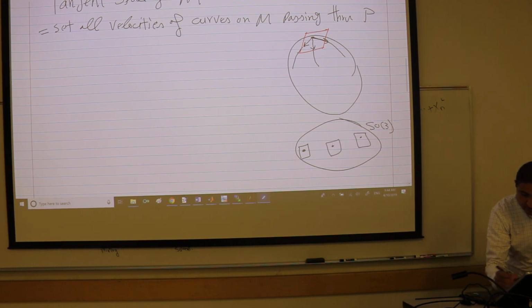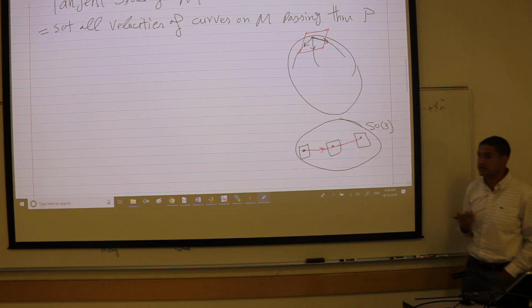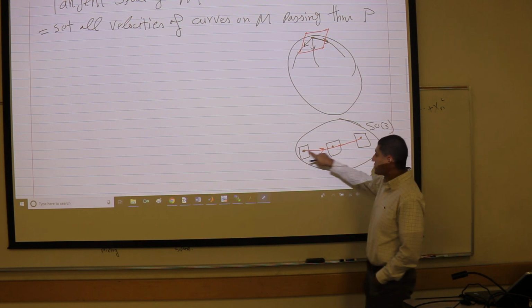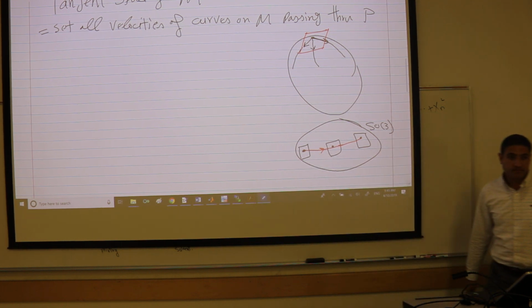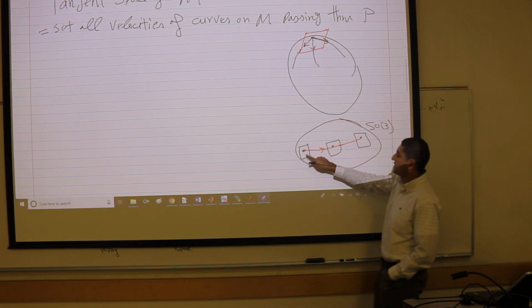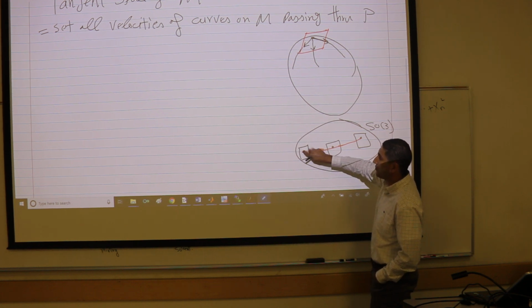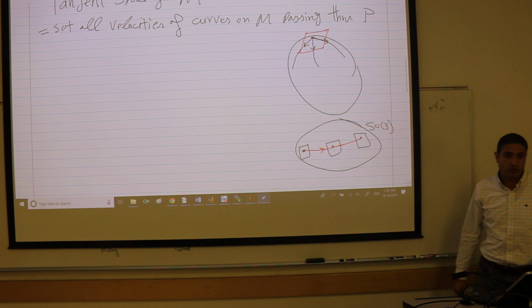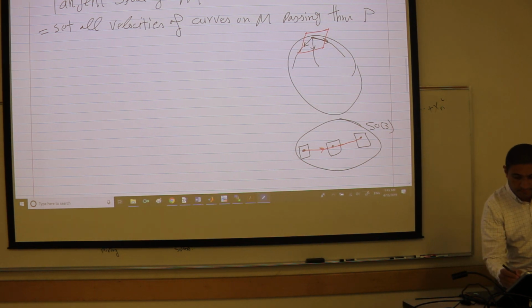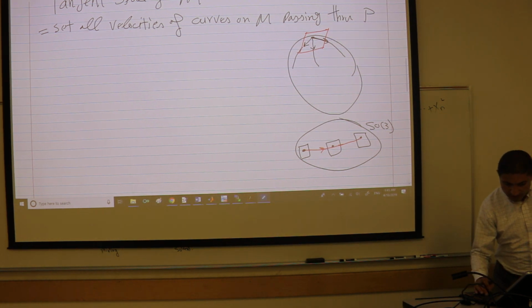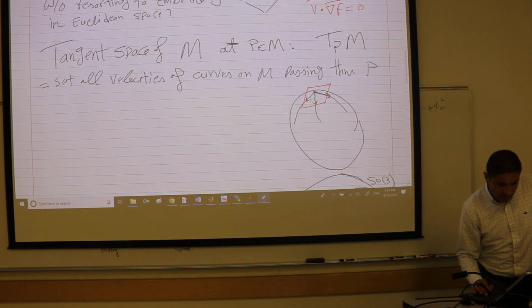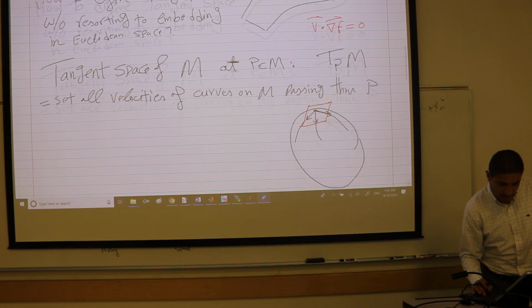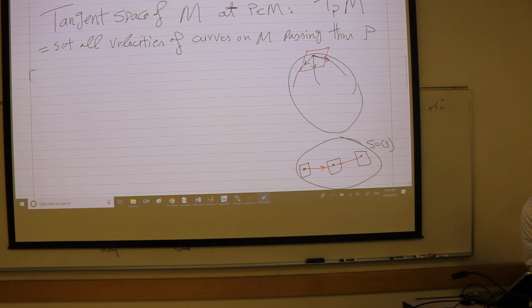But I can very well define a curve, right, passing through these guys, and I can define the velocity of that curve, right? And the set of all velocities of all these curves passing through a point is the tangent space of this ugly manifold at that point, okay? So this is the thing here. Let's have a little example.